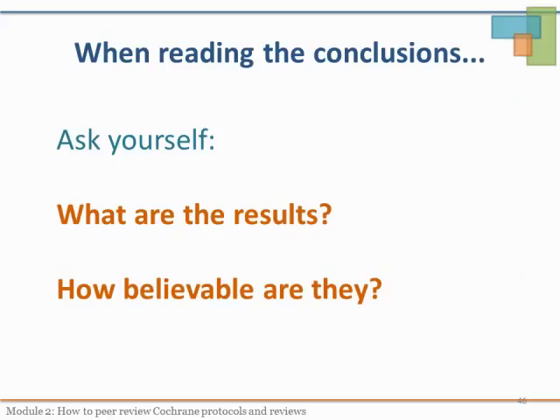As indicated earlier, the discussion and conclusion sections are very important to critically appraise. The most important questions for you to have in mind when reading the conclusions of the systematic review are: what are the results? And how believable are these results? To answer these questions, you will need to consider the results that the author presented and then consider the conclusions they came to in the discussion section. Here are a few examples.